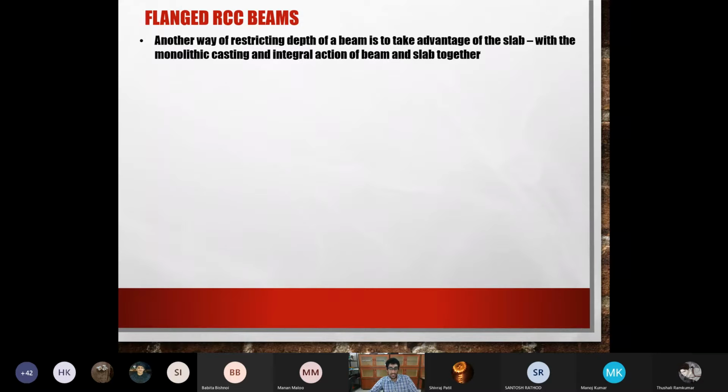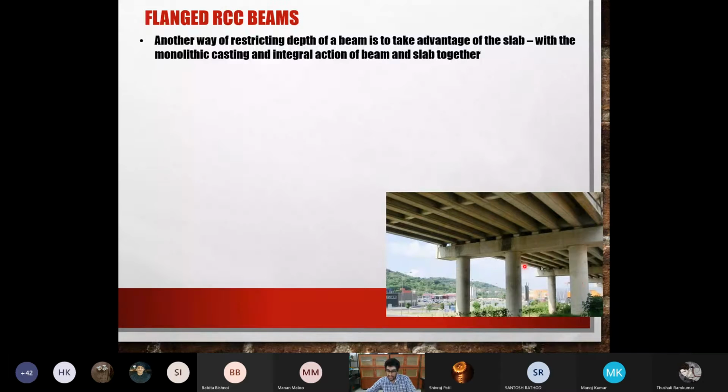And this is the case where you actually have a slab above the beam. You always need to have a slab above the beam if you are going to use this consideration. So you consider that the slab and the beam are monolithically cast and they act integrally, meaning they act together. Something like this, for example, these are bridge girders. So you see several beams over here, and on top of these beams you have a slab.